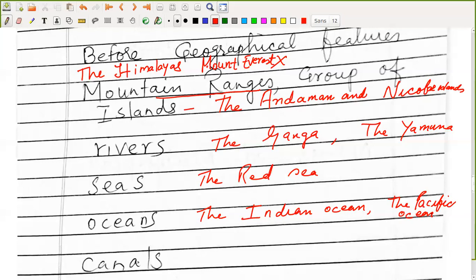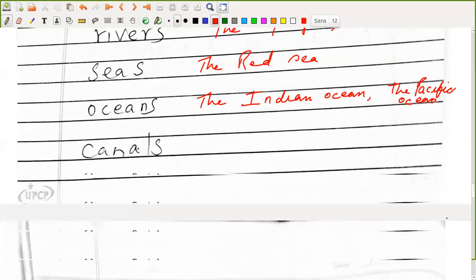So you have to remember that the is used before the names of geographical features: mountain ranges, groups of islands, rivers, seas, oceans, canals. Give examples of canals. I'm asking you. You have to come out. Be active in the class. Come on, tell me. You haven't studied about canals in your geography? The Suez Canal, Panama.